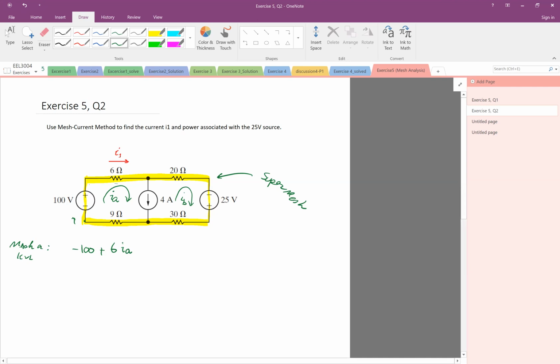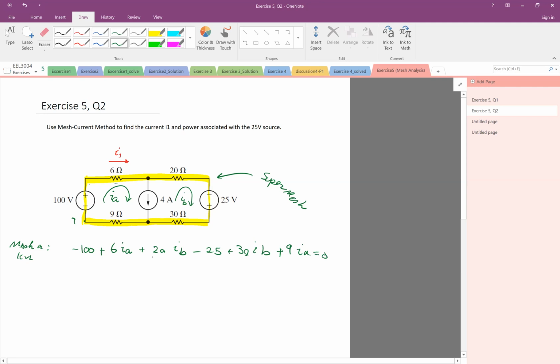Okay, so minus 100, 6 IA, and then 20 times IB, minus 25. See, I hit the negative, minus 25, plus 30 times the current IB, plus 9 times IA equals. Okay, so this is our first equation.